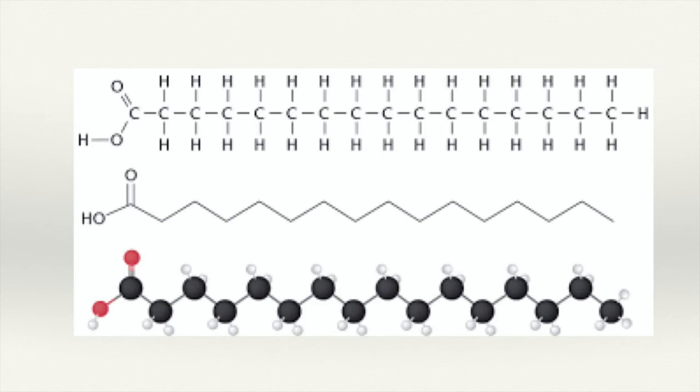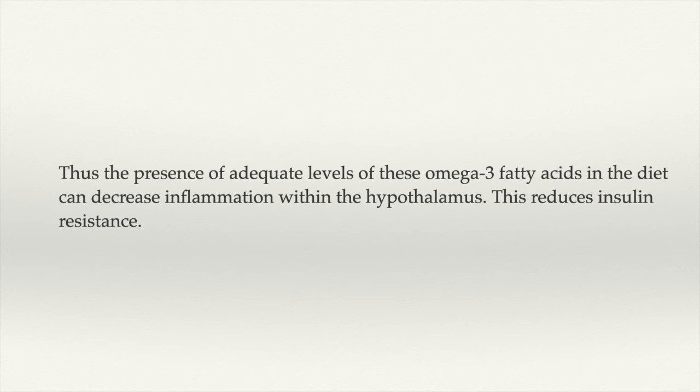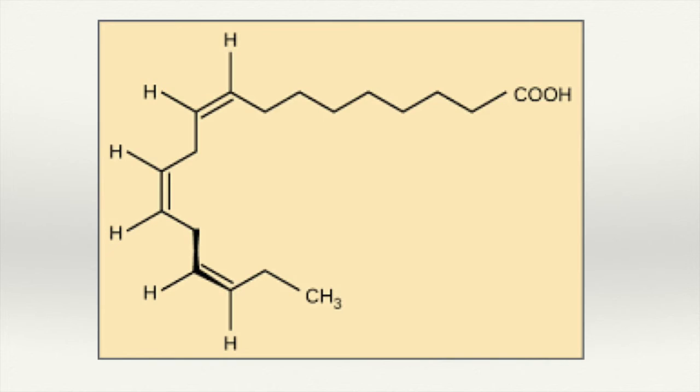Here we can see a model of a saturated fat. They have no double bonds and they are solid at room temperature. Examples would be butter, lard. Thus, the presence of adequate levels of omega-3 fats in the diet can decrease inflammation within the hypothalamus. This reduces insulin resistance. Here is a chemical picture of an omega-3 fatty acid.